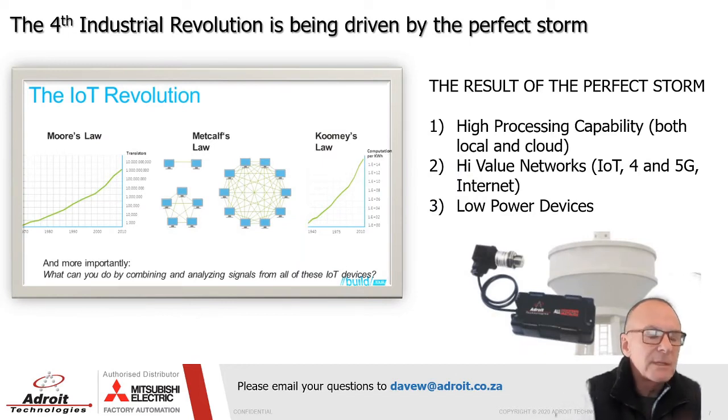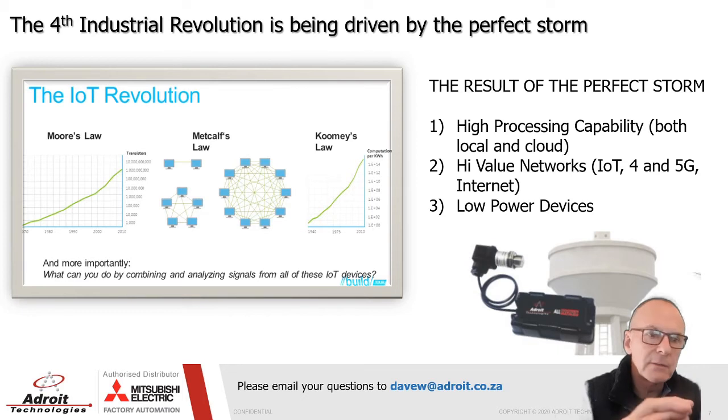Just to supplement this, the IoT revolution is being driven by the perfect storm. And that's a perfect storm of these three laws: Moore's law, Metcalfe's law, and Kumi's law. And without going into detail, Moore's law is about how computational density has gone up over the years. Metcalfe's law is the value of any network being a square of the number of connected devices or nodes.